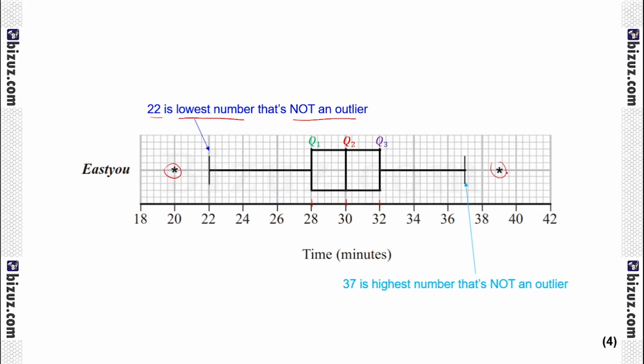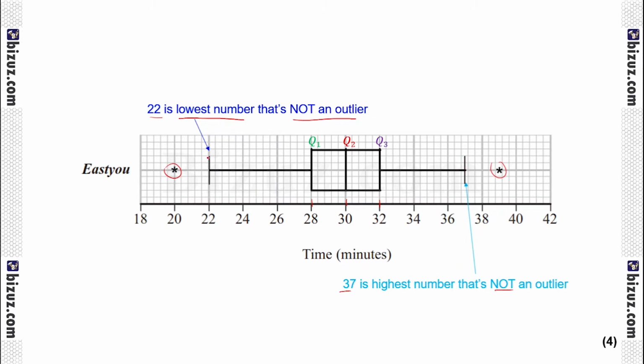Okay, and same thing here, our outlier was 39. The value next to that was 37, right? 37 is basically the highest value that's not an outlier, and these are actually going to be our upper and lower whiskers accordingly. So this is the lower one and this is the upper one. So we'll draw them like that.